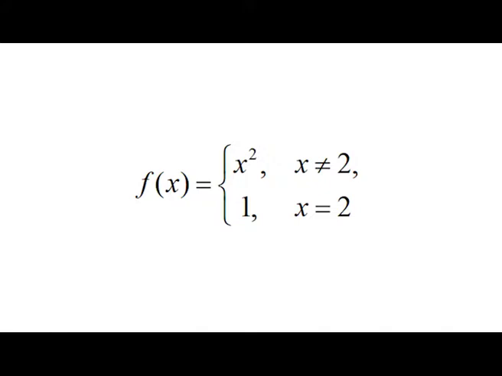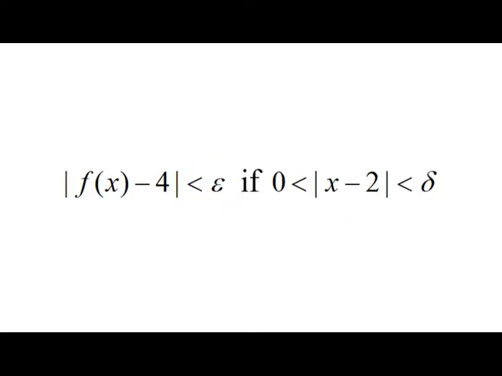As another example, corresponding to 0 less than epsilon less than 4, let us find delta greater than 0 such that, where f of x equals x square if x not equal to 2, and 1 if x equals 2, L equals 4 and c equals 2. Corresponding to the given epsilon where 0 less than epsilon less than 4, we have to find delta greater than 0 such that absolute value of f of x minus 4 less than epsilon if 0 less than absolute value of x minus 2 less than delta.